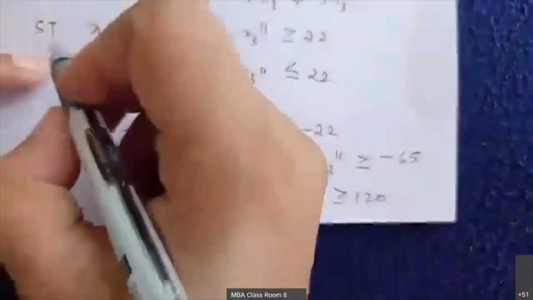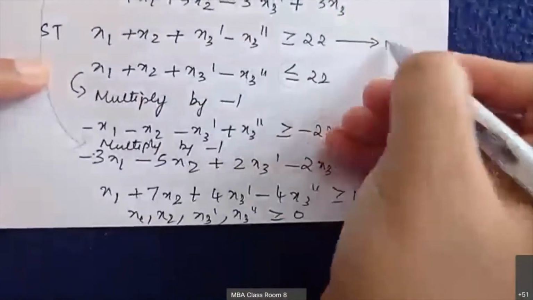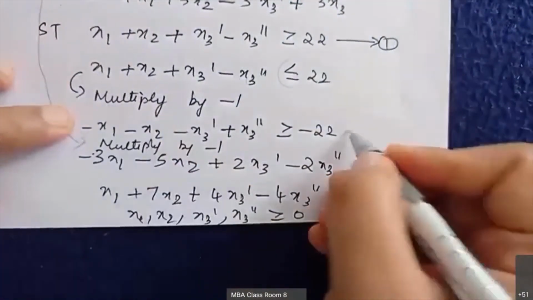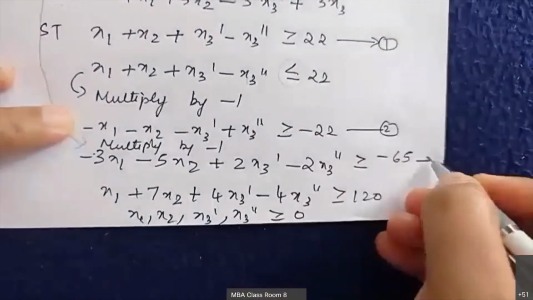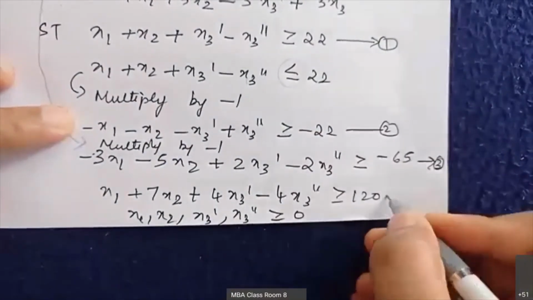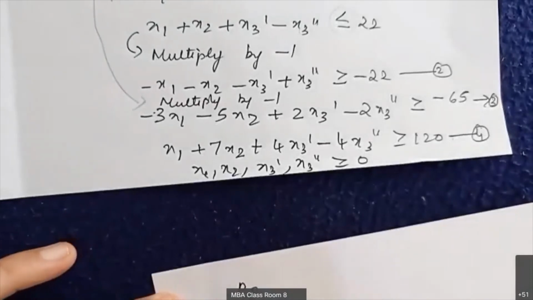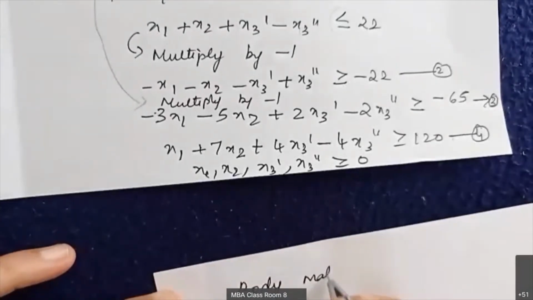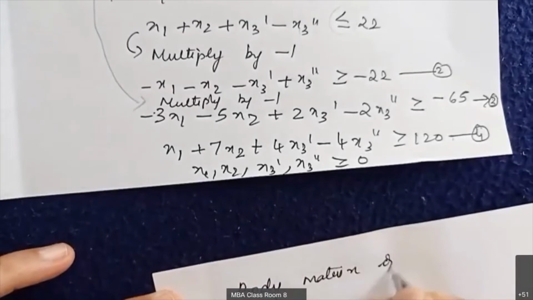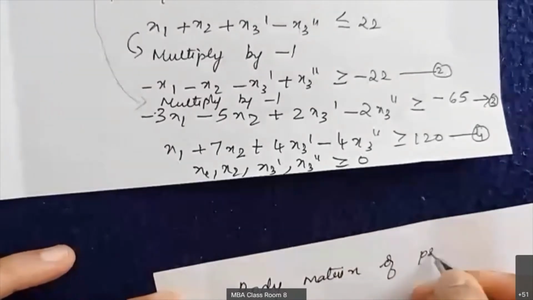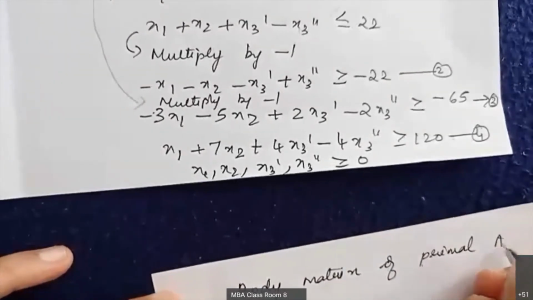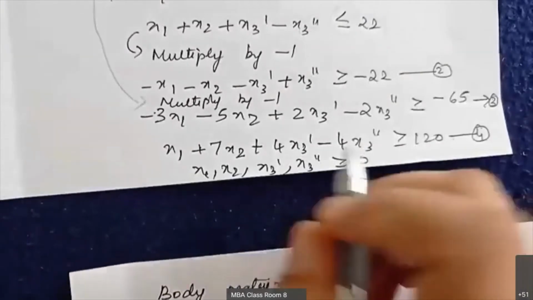After getting so much, what are the constraints that we're taking? This is the first constraint. This is our second constraint. This is our third constraint, and this is our fourth constraint. Get the matrix of the coefficients. So the body matrix of primal A is equal to, what is the body matrix?